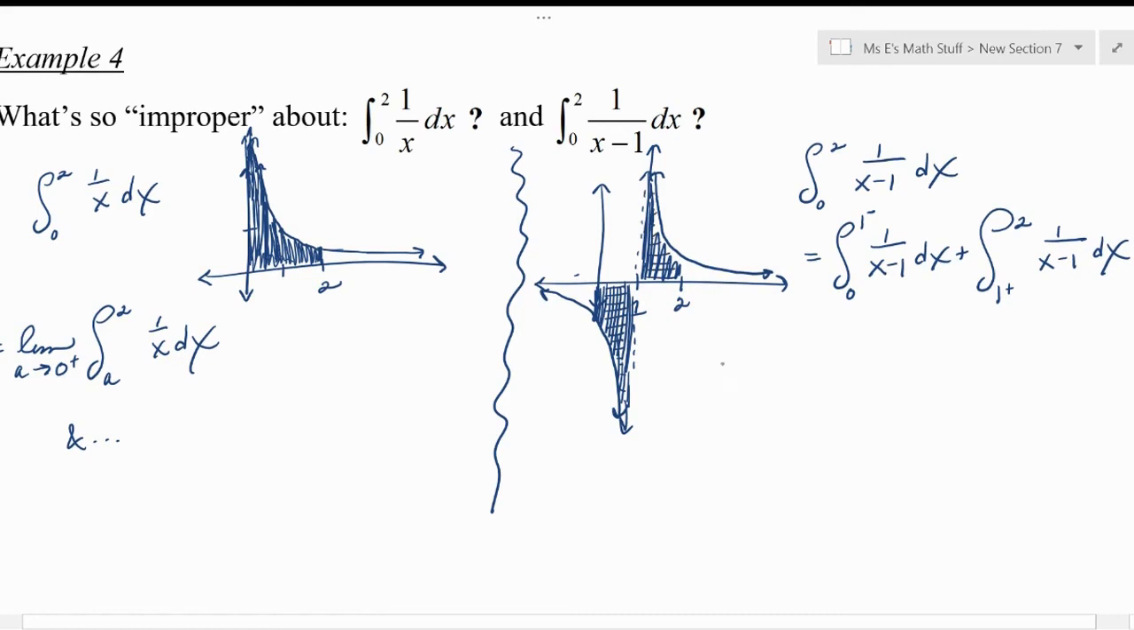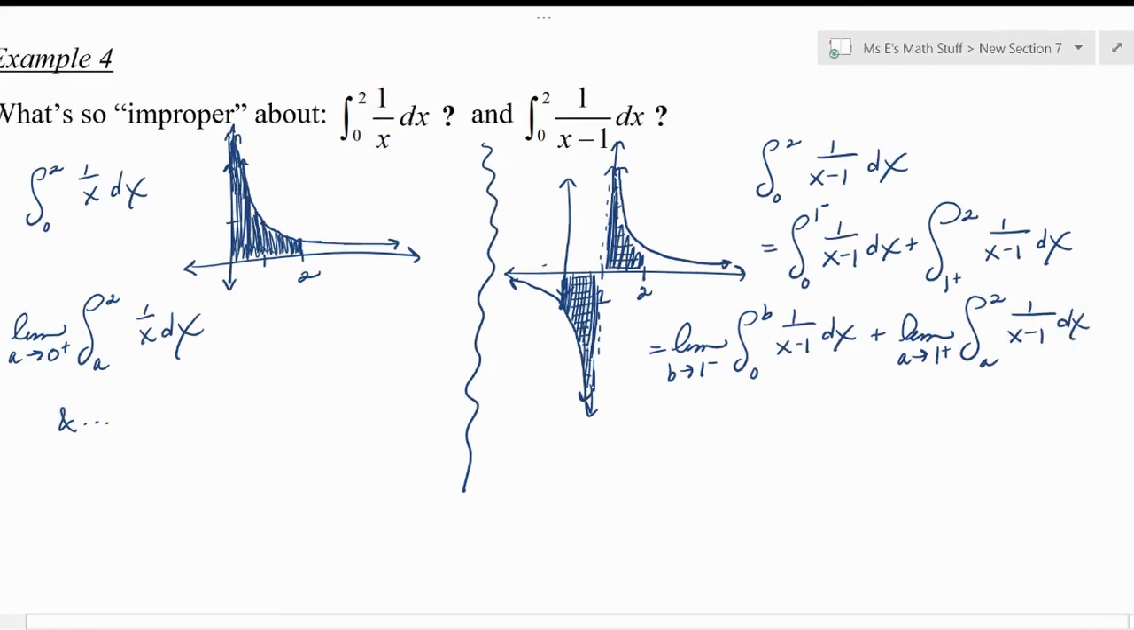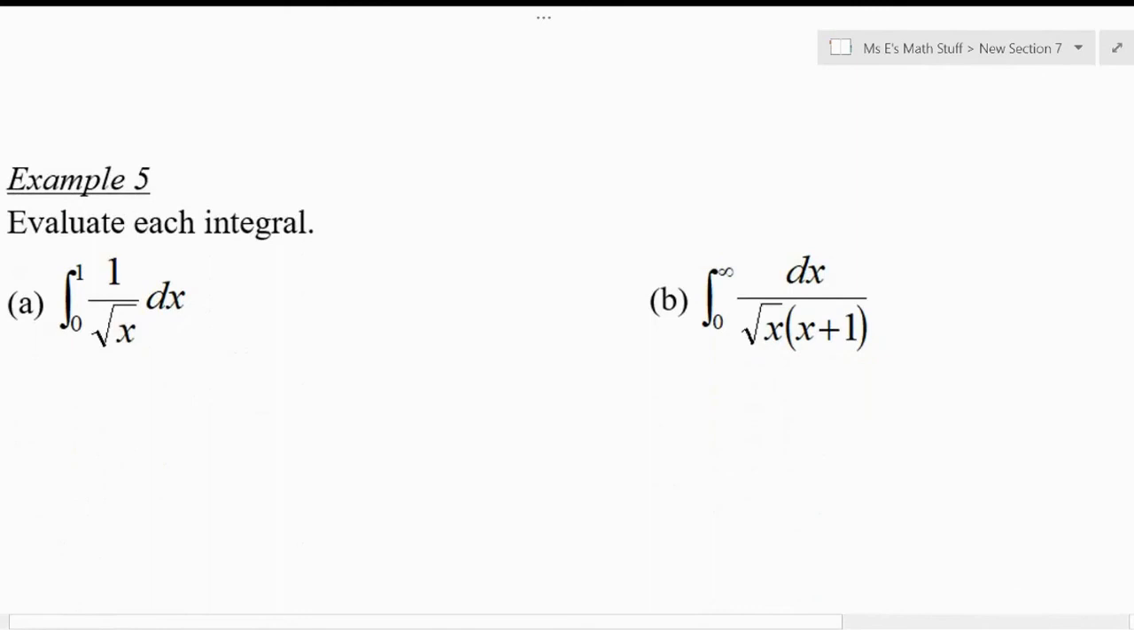Hopefully that makes sense. If you're going to be really careful about your notation, then on the first one, you could have the limit as b approaches 1 from the left of the integral from 0 to b of 1 over x minus 1 dx. And then on the second integral, you could have the limit as a approaches 1 from the right of the integral from a to 2 of 1 over x minus 1 dx, like that. You'd have more grunge work to do there, but hopefully the point is to watch out for vertical asymptotes as you move forward. That's what I have to say about that.